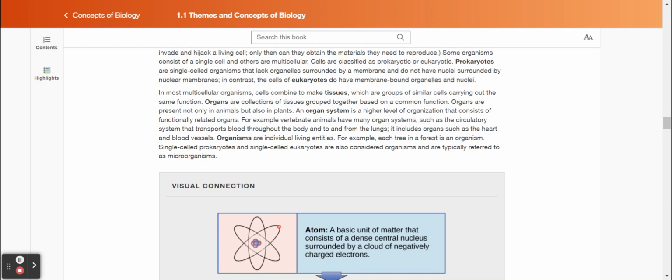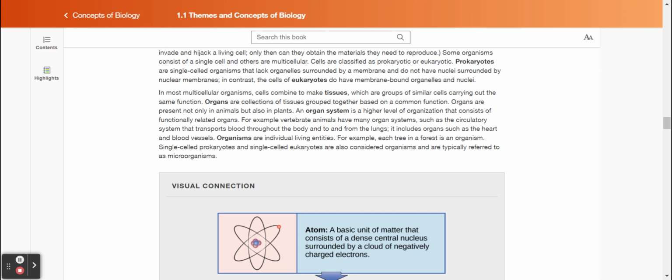In most multicellular organisms, cells combine to make tissues, which are groups of similar cells carrying out the same function. Organs are collections of tissues grouped together based on a common function. Organs are present not only in animals but also in plants. An organ system is a higher level of organization that consists of functionally related organs.